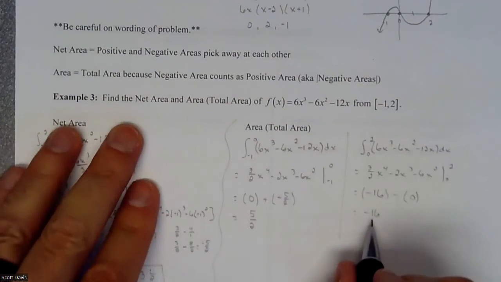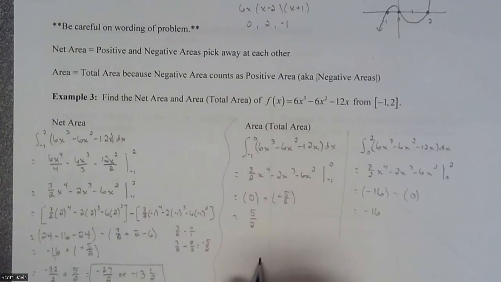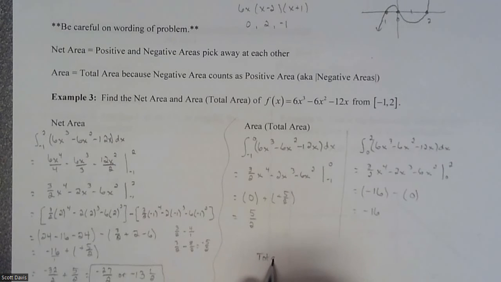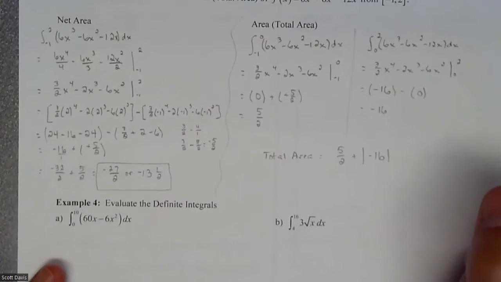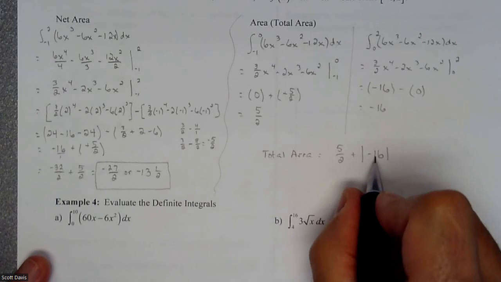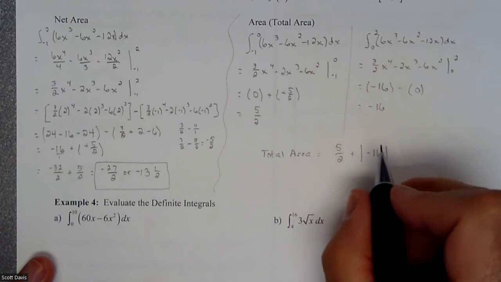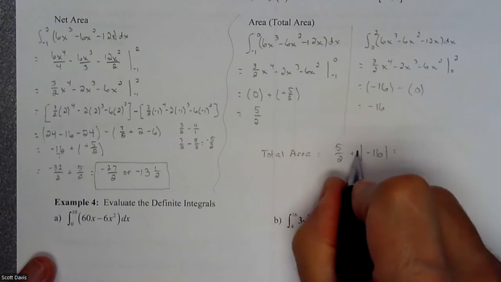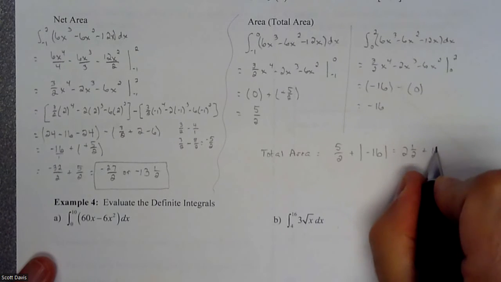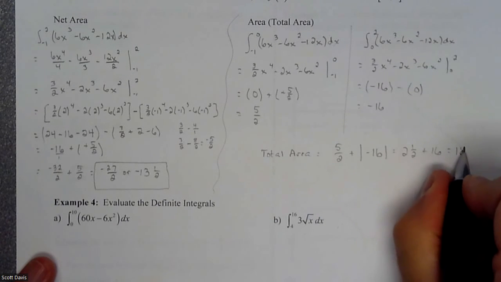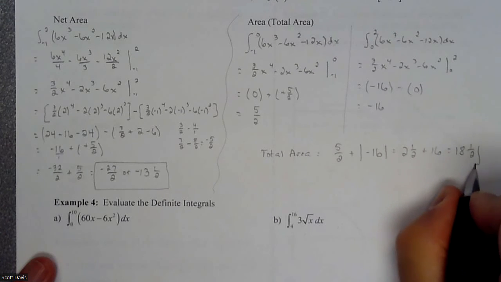We're finding the total area, so I actually want to take this area. So total area is going to be us doing the positive as a positive, and we're going to be adding the absolute value of any negatives. All right, so I need to make that a 16. This is a 2.5. And I'm adding a 16, giving us a total area of 18.